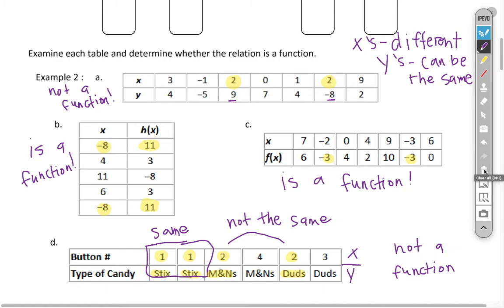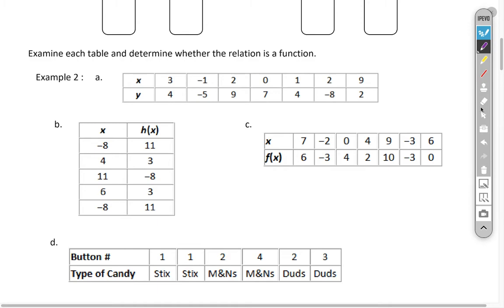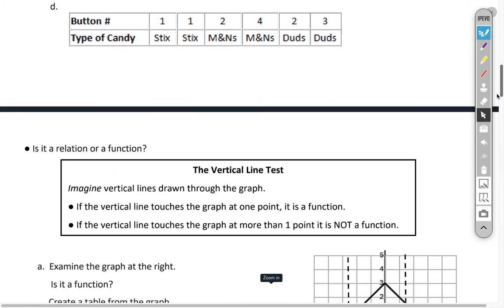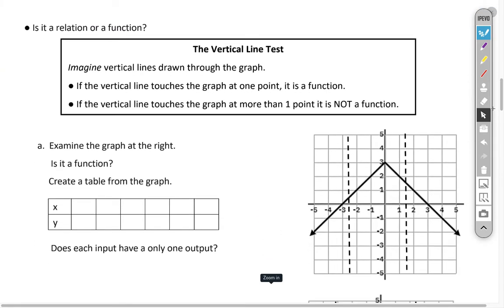Feel free to pause it and take your notes if you missed any of it. All right, so let's keep going. Once again, is it a relation or is it a function? Well, your number one friend here would be the vertical line test. It says, imagine drawing vertical lines through the graph. If the vertical line touches the graph at one point, it is a function. But if the vertical line touches the graph at more than one point, it is not a function, okay?